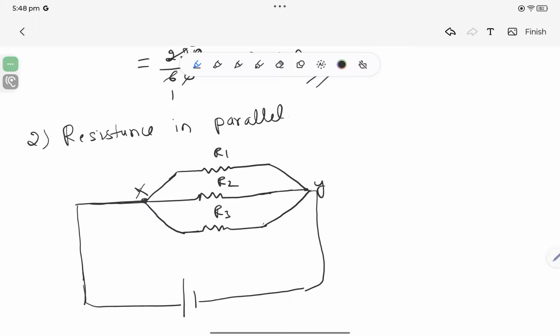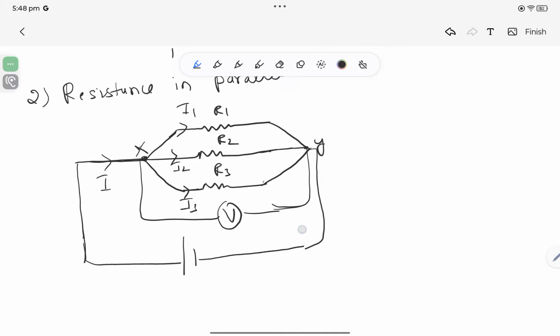Here if we send current, it will be distributed. For this, current I1 goes, for this current I2 goes, for this current I3 goes. Here current is distributed but voltage remains the same. Voltage is constant across each terminal.